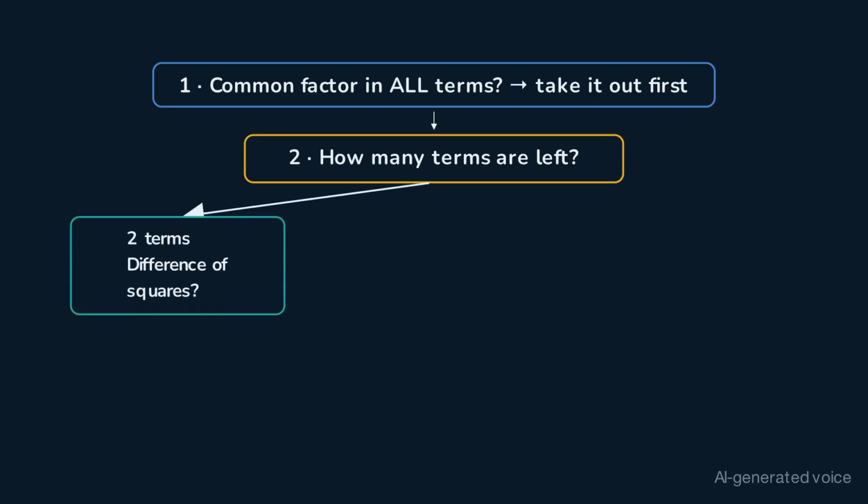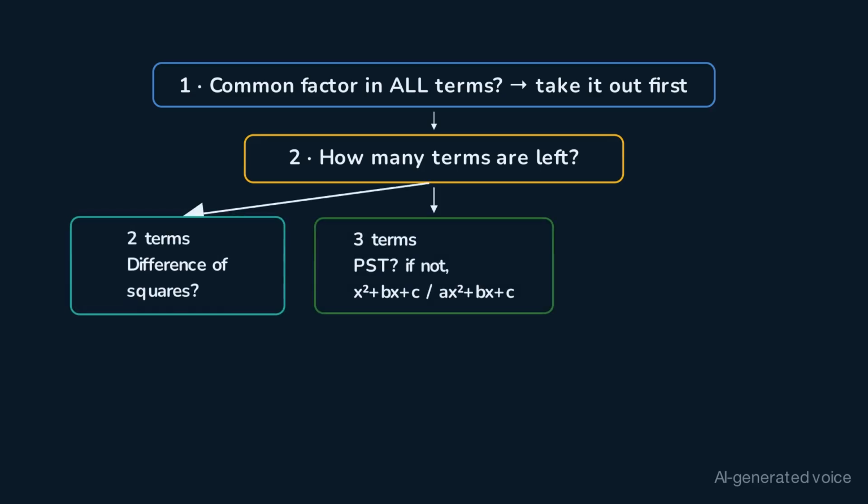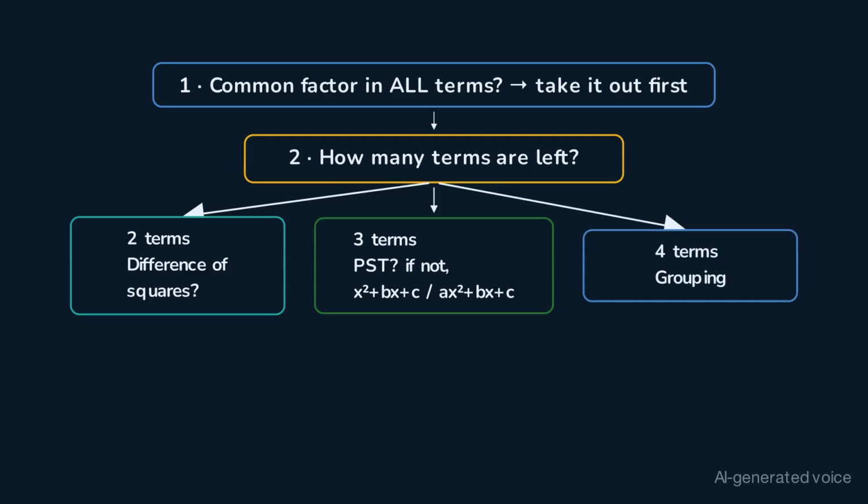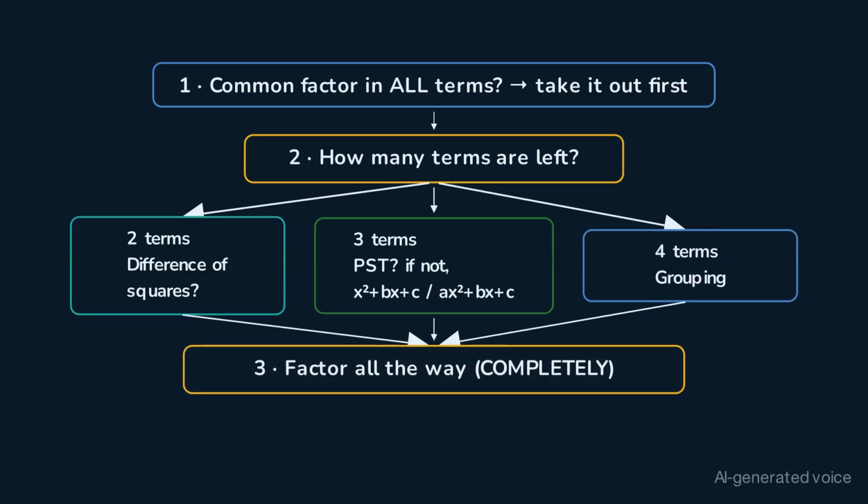If 2 are left, think of a difference of squares. If 3 are left, check whether it's a perfect square, and if not, one of the trinomials. And if 4 are left, use grouping. At the end, always check whether it can still be factored further, all the way down. That's the whole journey. Now let's go case by case.